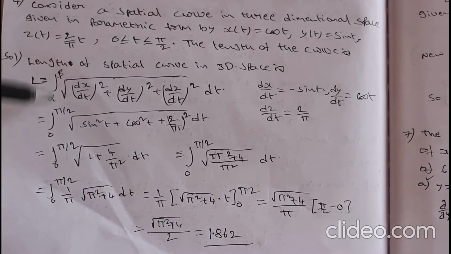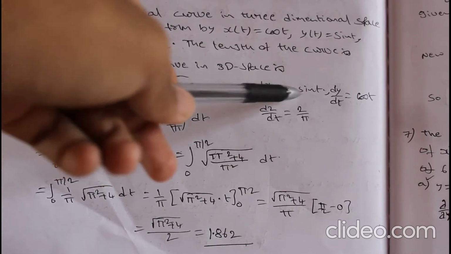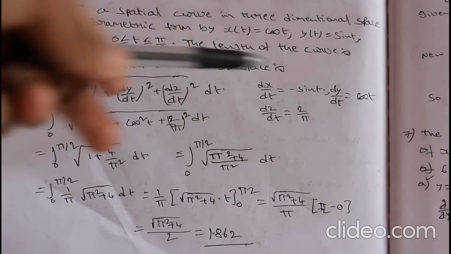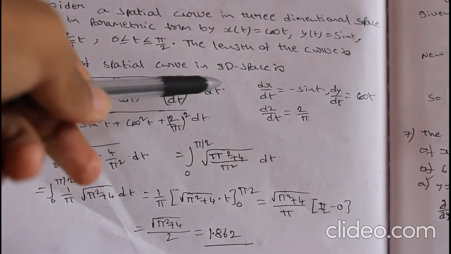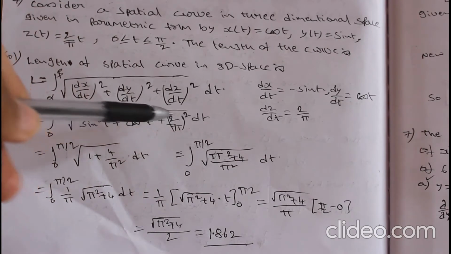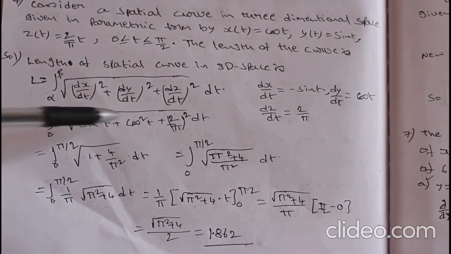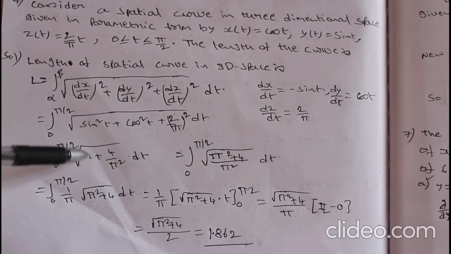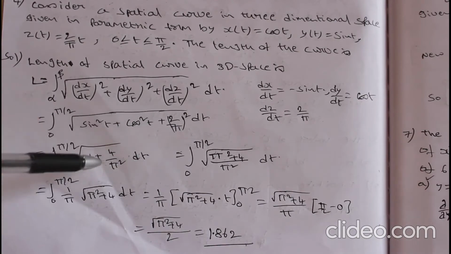So integral from 0 to pi by 2 of the square root of (dx by dt) whole square, which is nothing but sin square t, plus (dy by dt) square, which is cos square t, plus (dz by dt) square, which is (2 by pi) whole square, dt. That is equal to integral from 0 to pi by 2 of the square root of sin square t plus cos square t, which is nothing but 1. So 1 plus 2 square, which is 4 divided by pi square, dt.